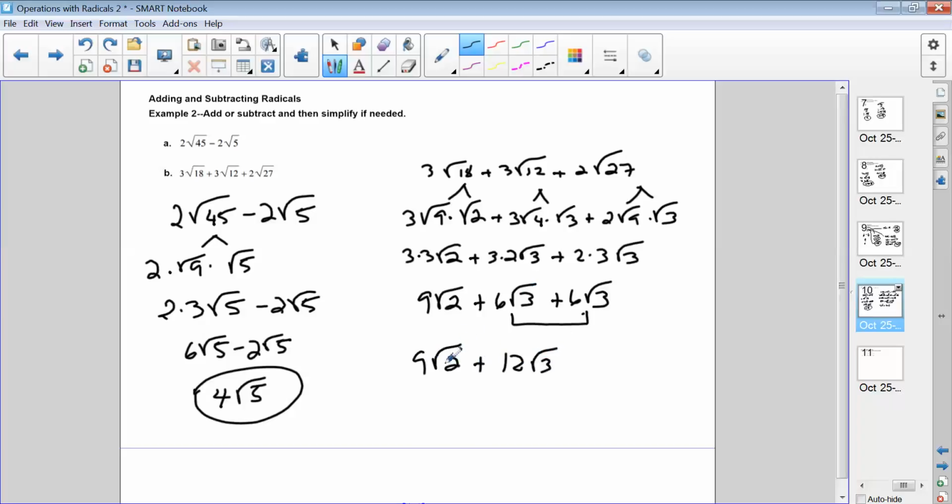And we're adding that on to our other piece. Cannot add these: square root of 2, square root of 3. Can't say that it's 21 times the square root of 5. Can't do that. Radicands are not the same, so you leave it.